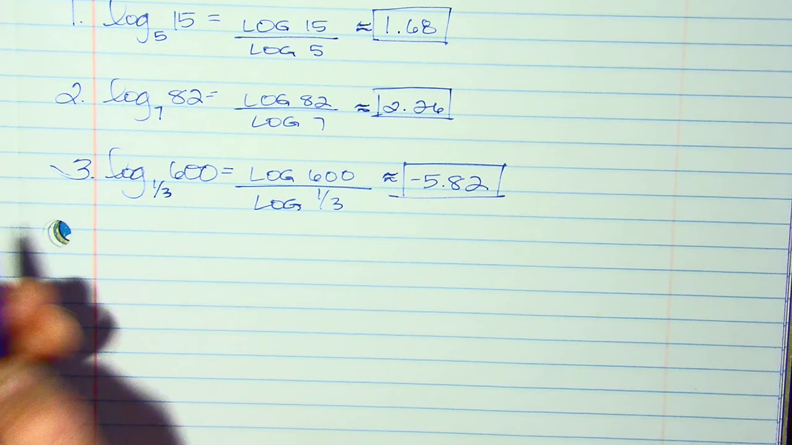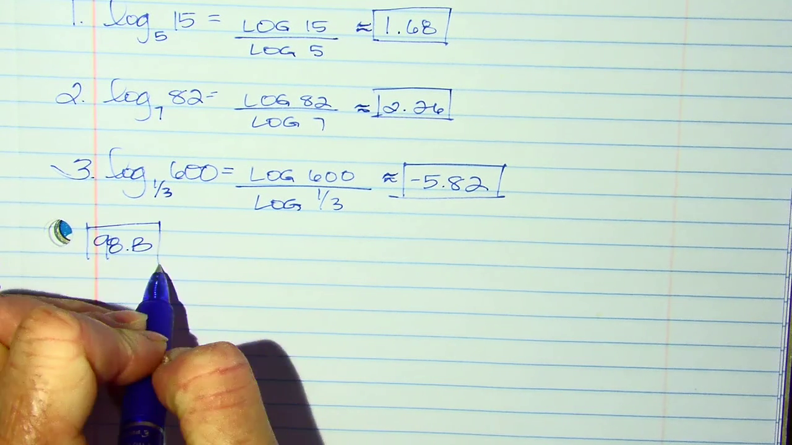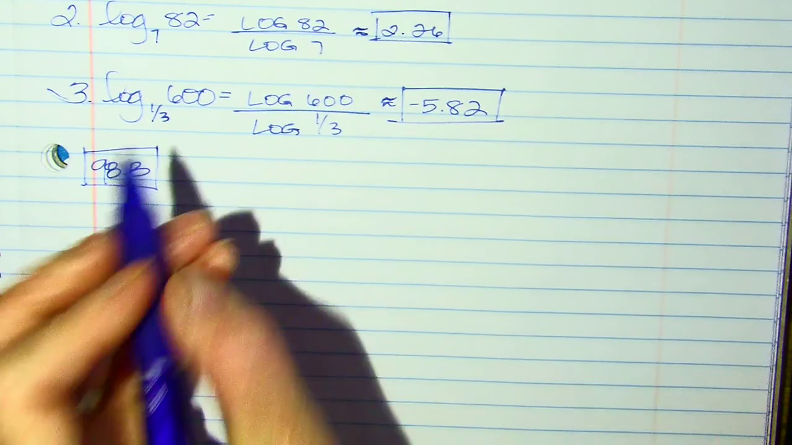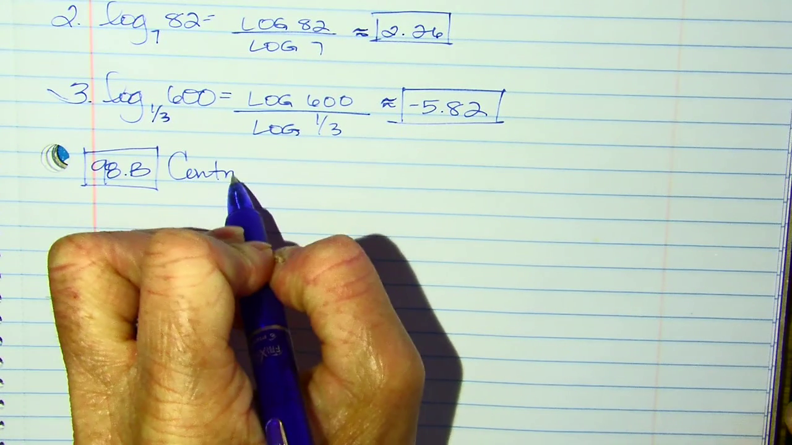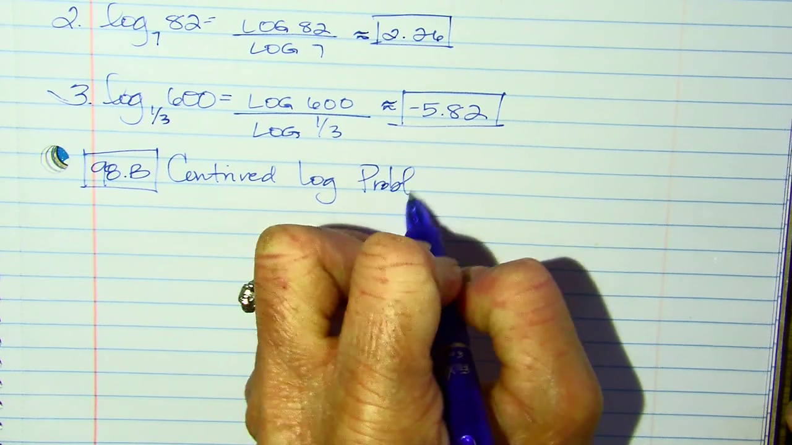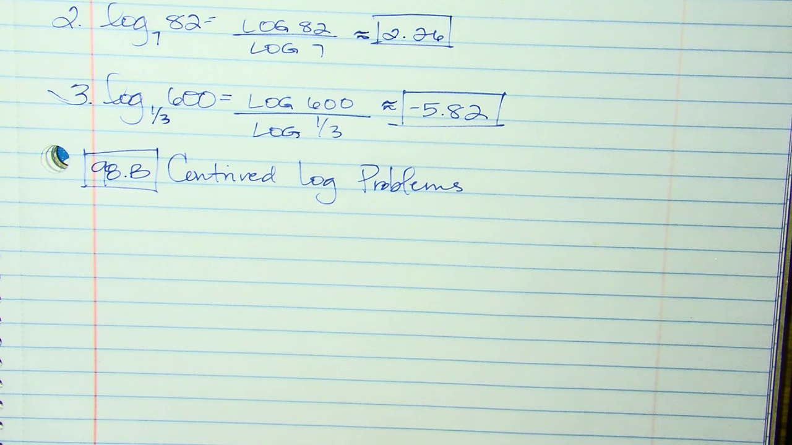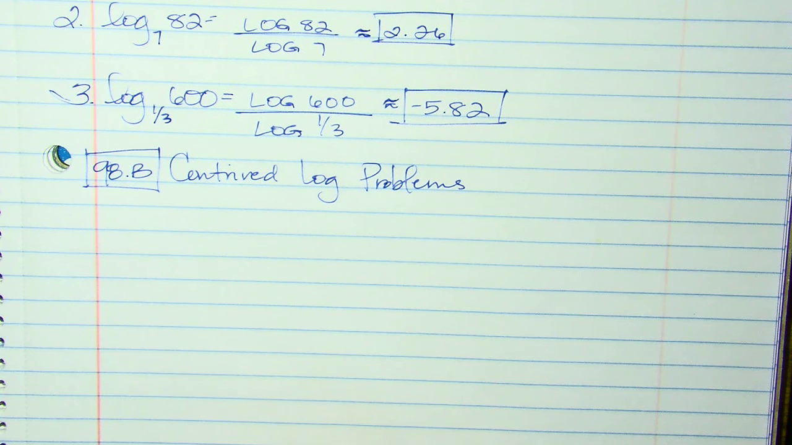So that is 98.A. 98.B covers contrived log problems. So in these cases, for most of these, they're a little bit longer log problems.